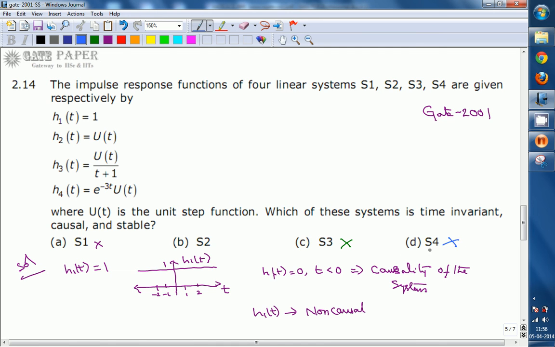Then we can say S2 is the correct answer, that is u of t. We know that u of t is a causal system, y of t comma t naught becomes u of t minus t naught, and y of t minus t naught becomes u of t minus t naught, so it is time invariant, and it can satisfy the stability condition also. Then the answer is S2, that is option B here.